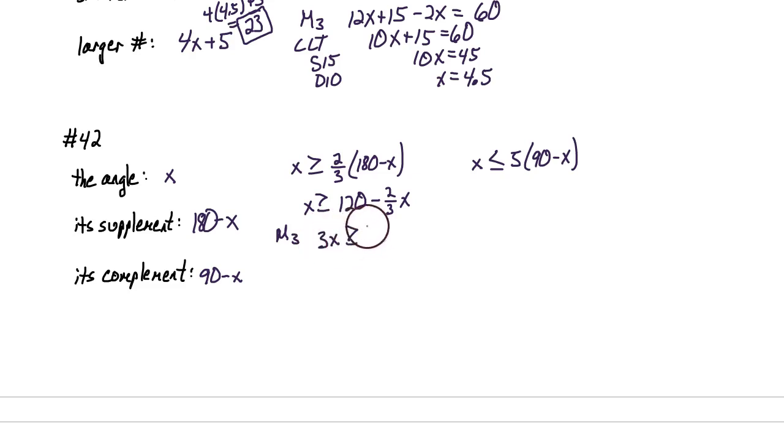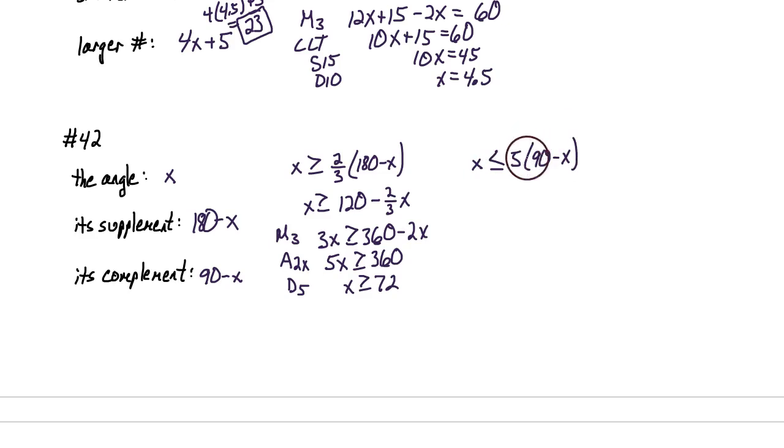3x is greater than or equal to 360 minus 2x. Now add the 2x to both sides. 5x is greater than or equal to 360. And divide by 5. 360 divided by 5 is 72.